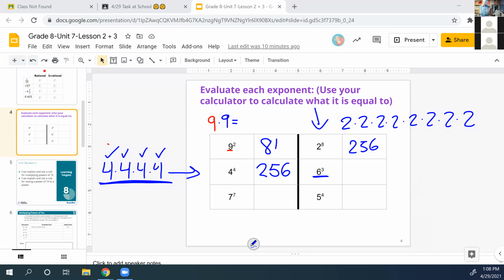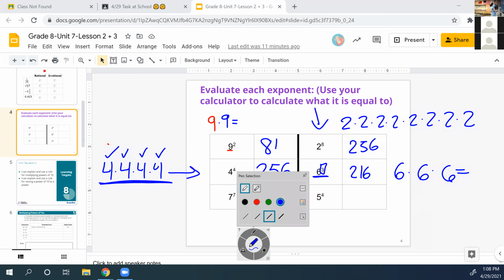That's like saying what times what? How many times? Very good, Bridget. It's gonna get you 216. That's like saying 6 3 times because our exponent number is 3. And we get 6 times 6 times 6 gets me, very good, Jaden Ramos, 216 on that.